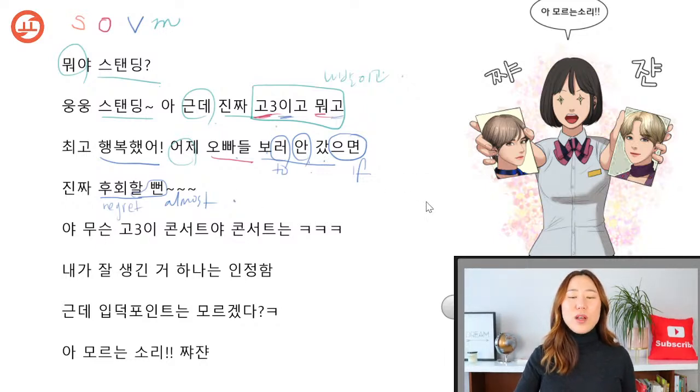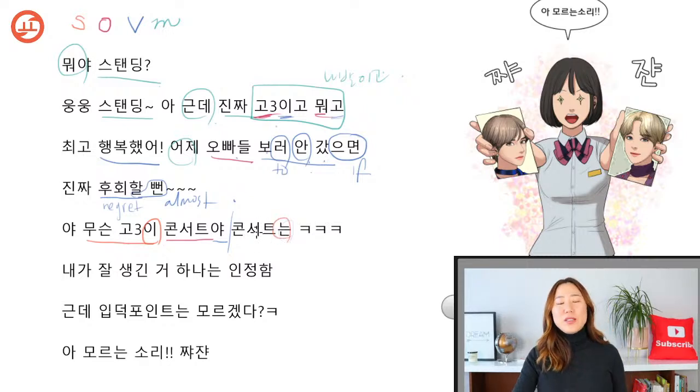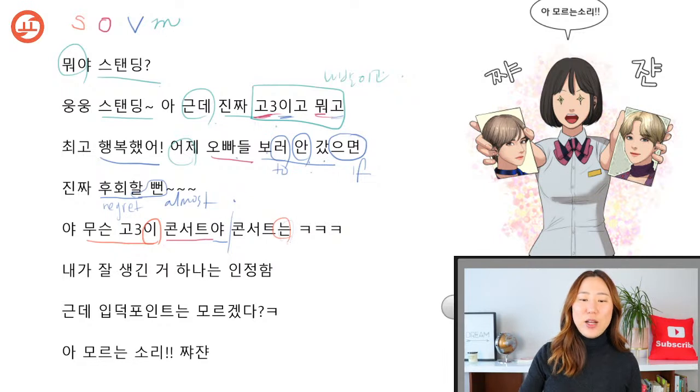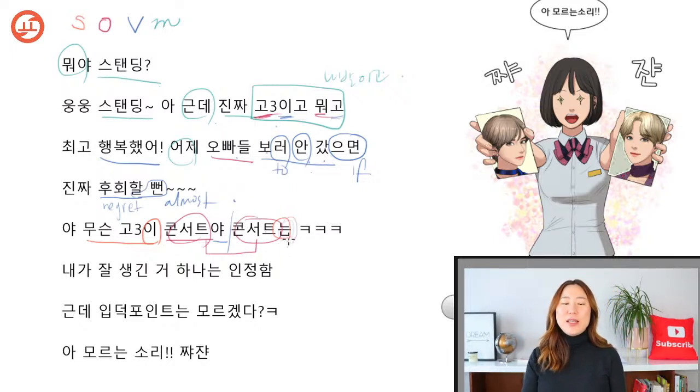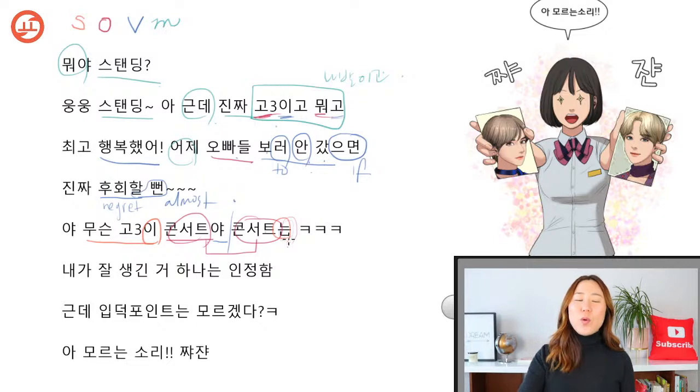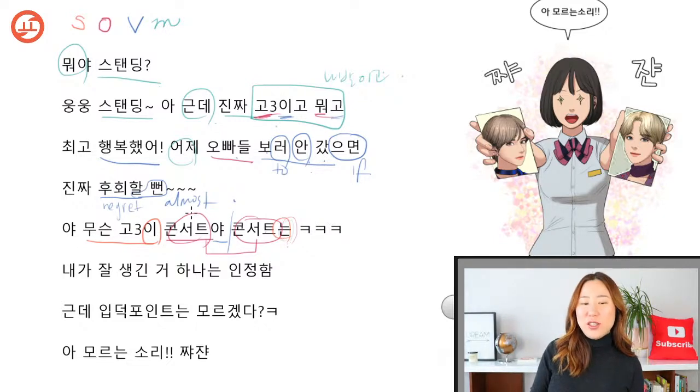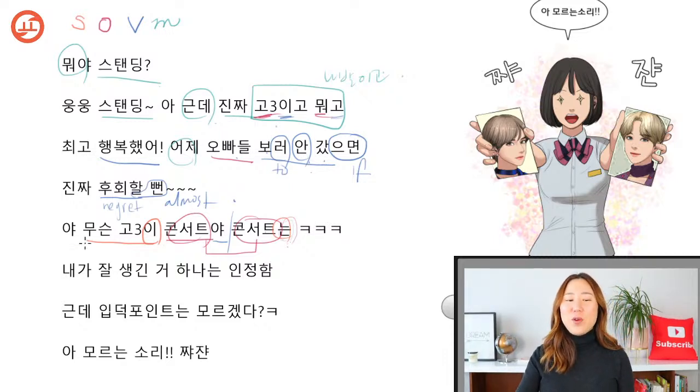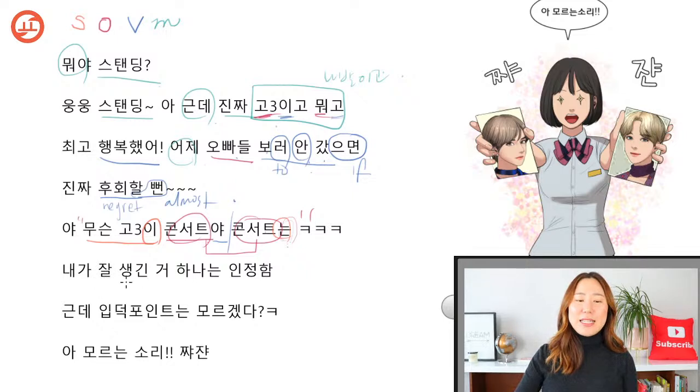야, hey, 무슨 고3이, what kind of 고3? 콘서트야, 콘서트는. This is also sort of the expression format. 콘서트야, 콘서트는. And then we add 는 here. So this type of format, we tend to repeat this object. Okay? 콘서트야, 콘서트는, right? And then we switch to 는. So this is like, I'm not approving what you're saying. I'm still not getting it. What kind of 고3 student goes to see concert? Okay? This is the format we're gonna use in Korea. 무슨 고3이 콘서트야, 콘서트는. 내가 잘생긴 거 하나는 인정함.